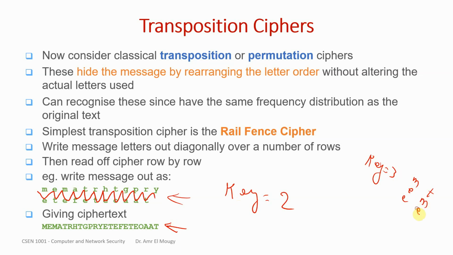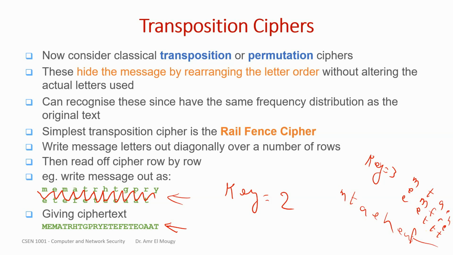meet me, after, the, toga party, and so on. And you read the rows one after the other. So it will be M, T, A, E, H, and then E, M, F, R, E, and so on. Okay. You can have actually any arbitrary number of rows, and using that you can encrypt.